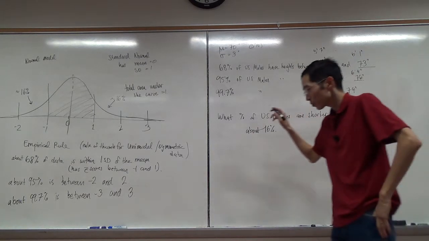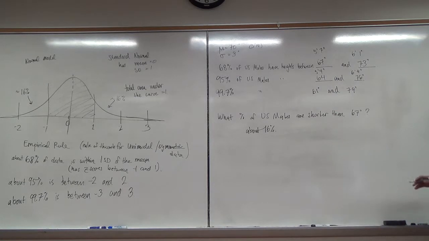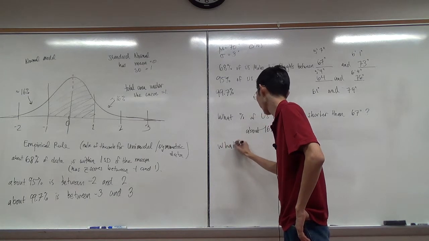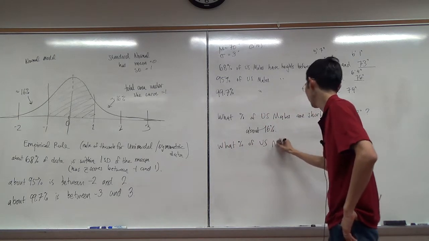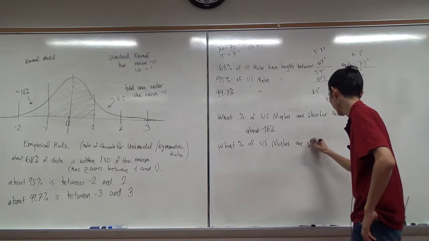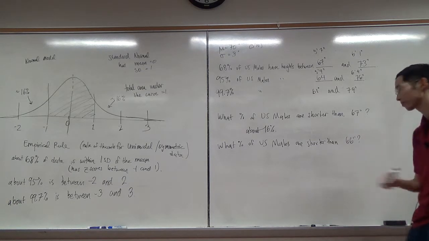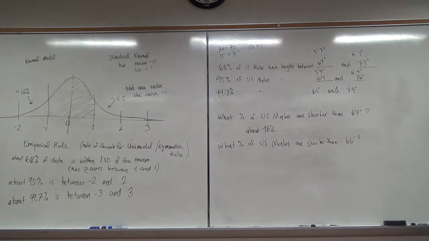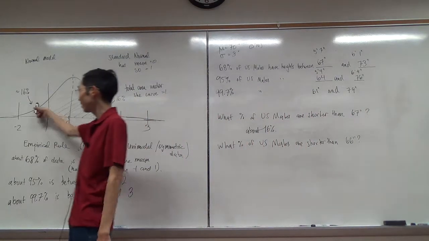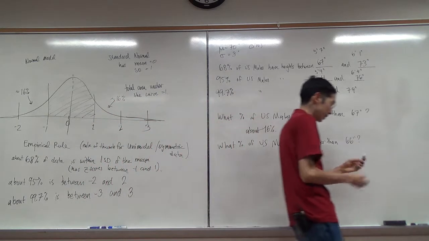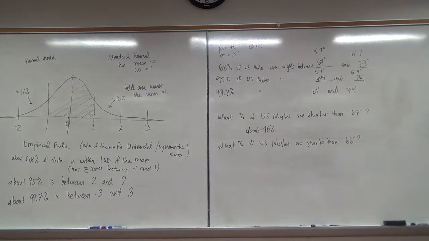Okay, but what if we have things in between? So what if I say, what percentage of US males are shorter than 66 inches? This question becomes not so easy to answer. All we know is that that number should be less than 16%. Well, this is where our handy-dandy z-table comes in.